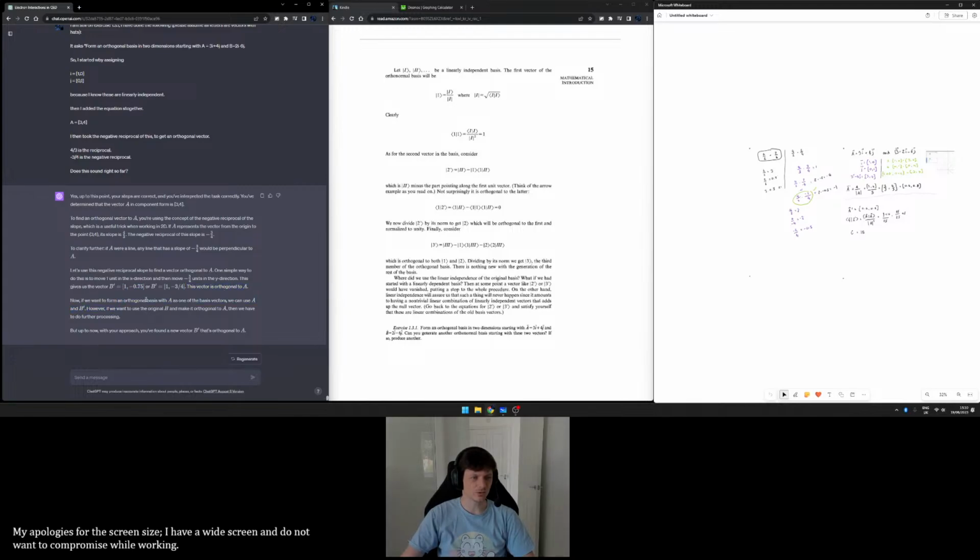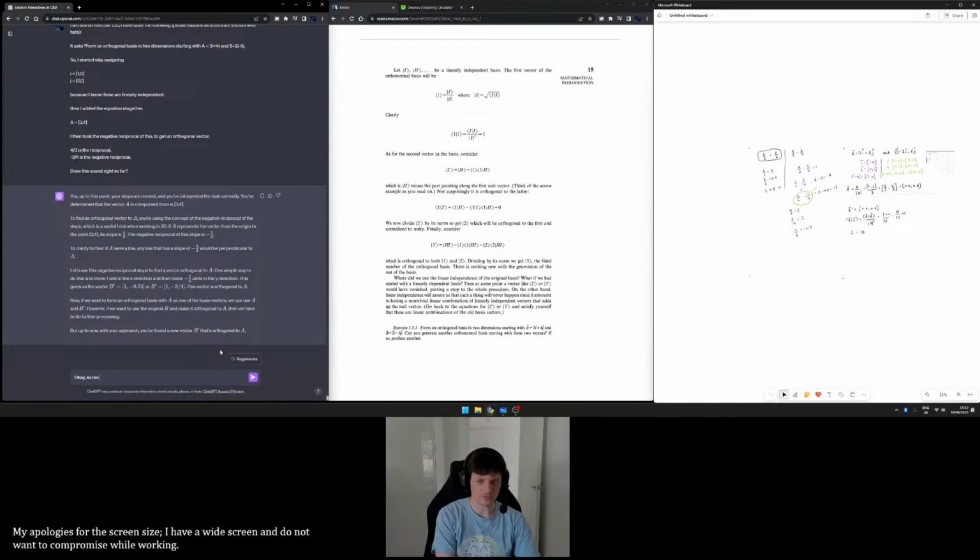Now if we want to form an orthogonal basis with A as one of the basis vectors, we can use A and B. However, if we want to use the original B and make it orthogonal to A, then we have to do further processing. But up to now, with your approach, you've found a new vector B that's orthogonal to A, B prime.